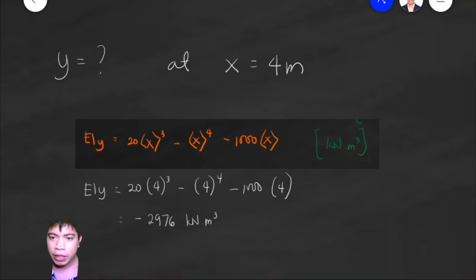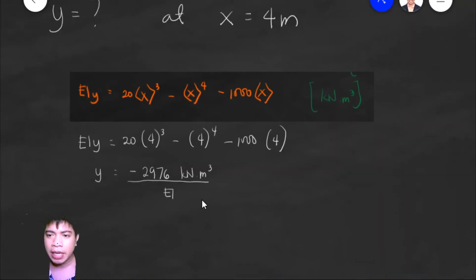Okay, then since y yung ating hinahanap, then divided by EI. Madali lang naman to guys, no? Since yung ating EI is naka Newton square millimeter, di ba? I-convert natin ito to Newton cubic millimeter. So ang mangyayari dito guys is equals to negative 2976. Take note, pwede lang naman natin hindi na mag-multiply ng 1 kilonewton is 1,000 newtons, kasi madali lang naman to.